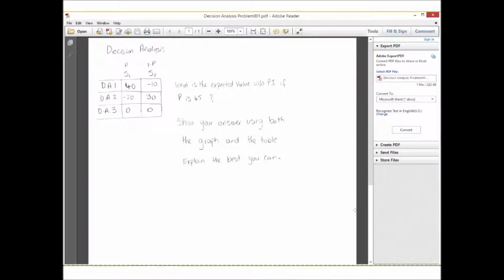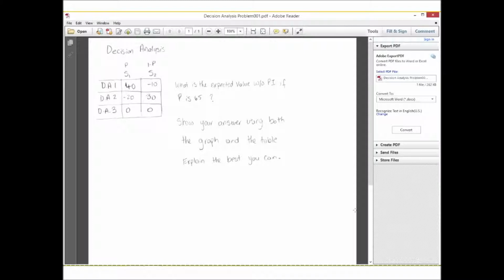On the screen is a decision analysis problem. We have decision alternative 1, decision alternative 2, and decision alternative 3. I sent all you guys this. Now you have state of nature 1 and state of nature 2. I say, what is the expected value without perfect information if P is 65? Show your answer using both the graph and the table. Explain the best you can.